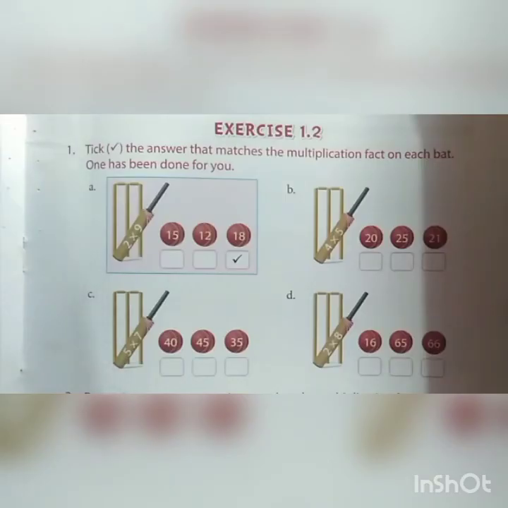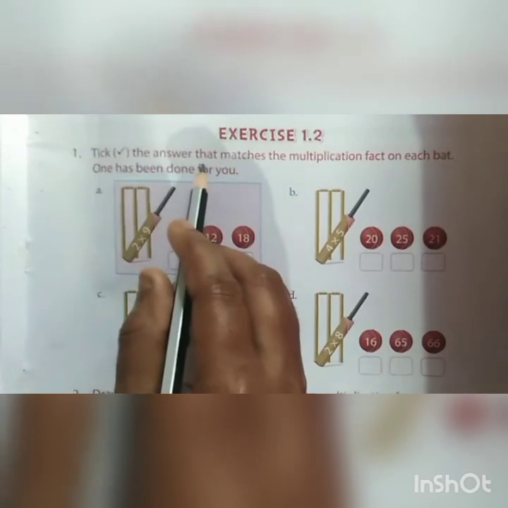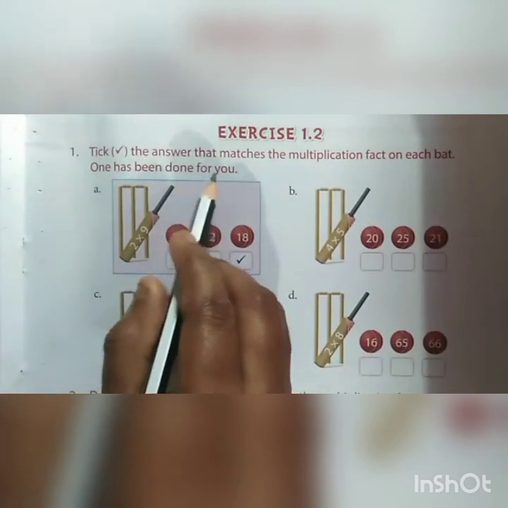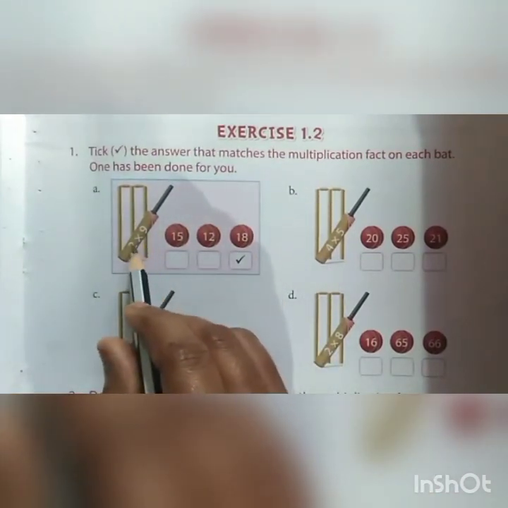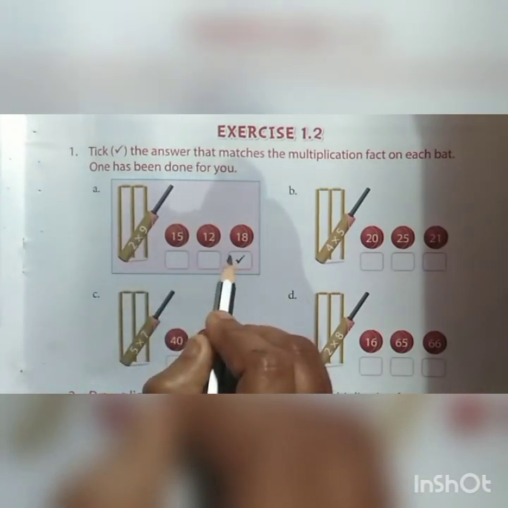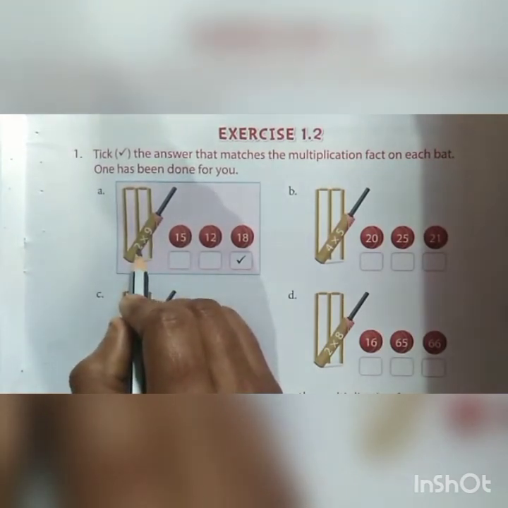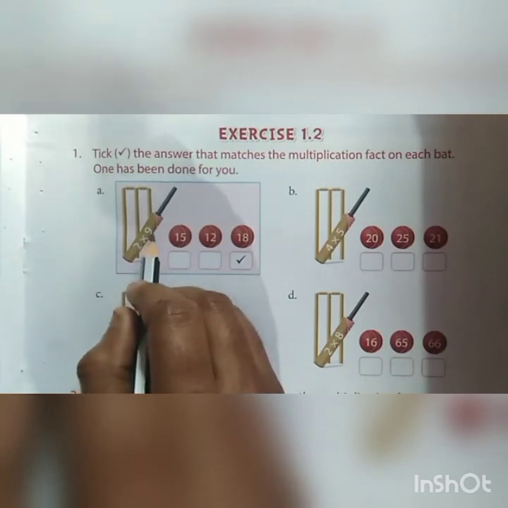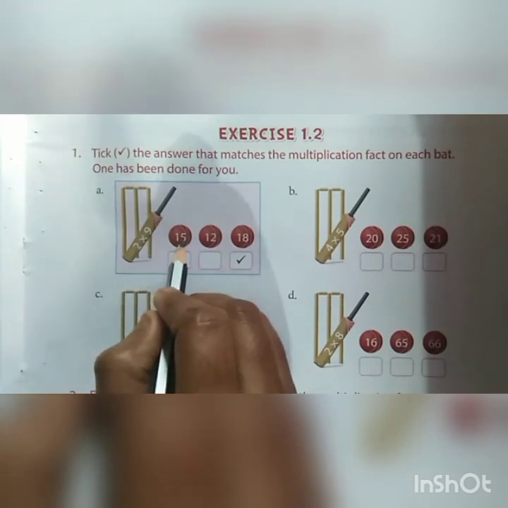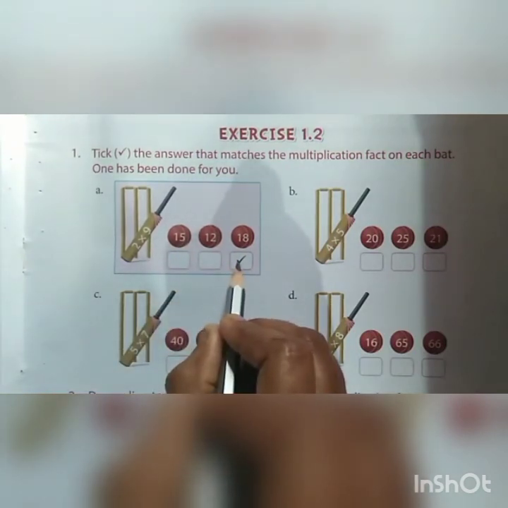Children, please take page number 67. Let's do exercise 1.2. The first question is, tick the answer that matches the multiplication fact on each bus. Here one example has been done for you. Here some multiplication facts are given. We should tick the correct answer from the given options. Here the first question is 2 into 9. Here we can say the table of 2 for 9 and 2 9s are, yes, we should tick the correct answer. Here the options are 15, 12 and 18. So 2 9s are 18. So we should tick 18.